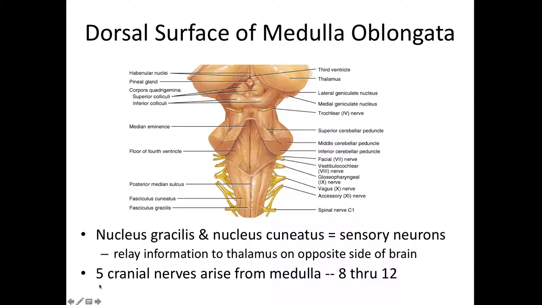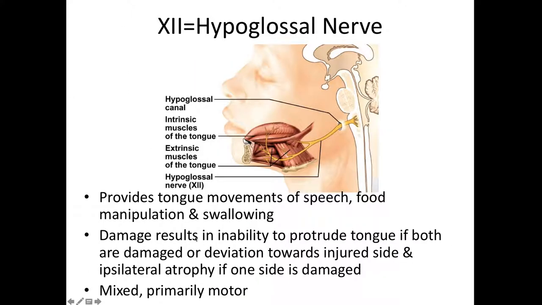Five cranial nerves arise from the medulla, and those are 8 through 12. Let's count them out. Not the facial, that's number 7. 8 is the vestibulocochlear. It's neighbors with the facial nerve. 9, IX, is the glossopharyngeal. 10 is the all-important vagus nerve, 11 is the accessory nerve, and 12 is the hypoglossal nerve. So let's move right along.